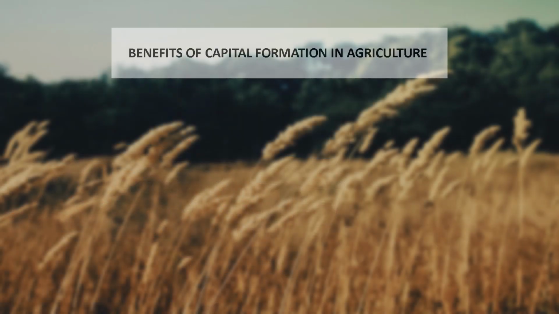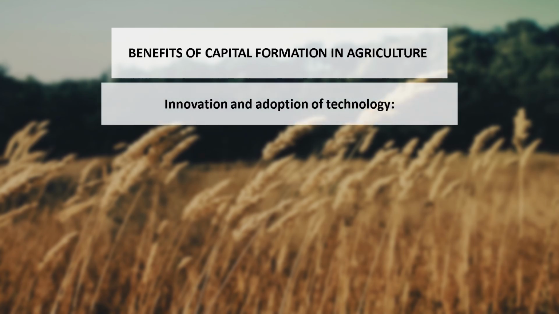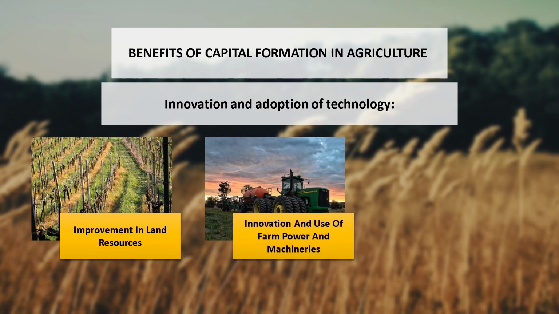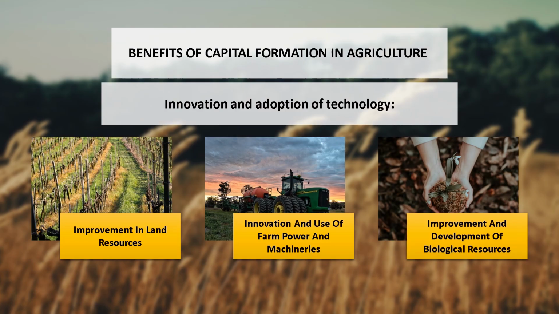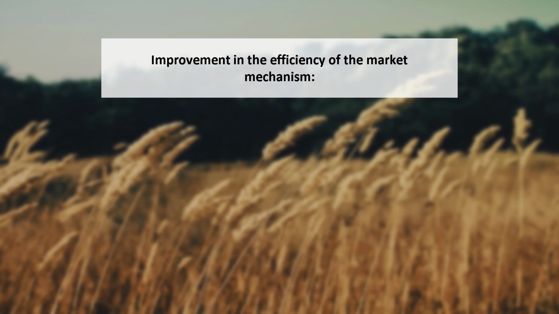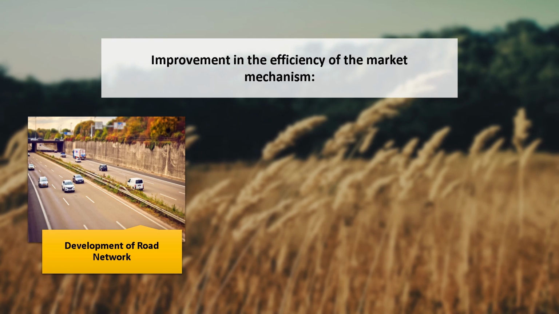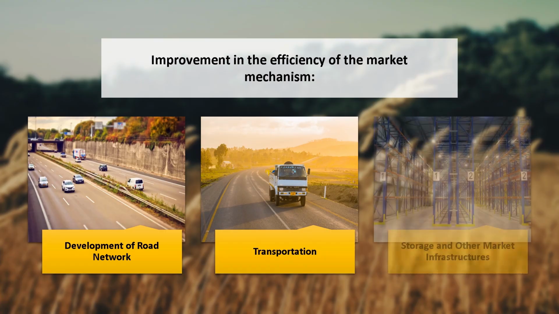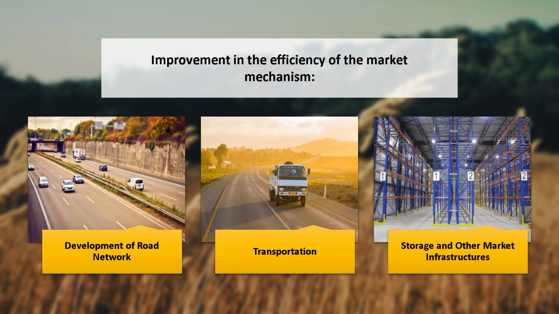There are several benefits of capital formation in agriculture. First, it helps in bringing innovation and adoption of technologies, and through capital formation we are making a lot of changes, like improvement in land resources, improvement in the innovation and use of farm power and machinery. We are also improving the development of biological resources. Then another use of this instrument is to bring efficiency in the market mechanism by developing road networks, and infrastructure for transportation, storage and other market infrastructure.